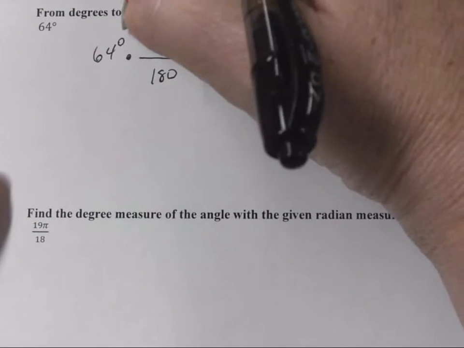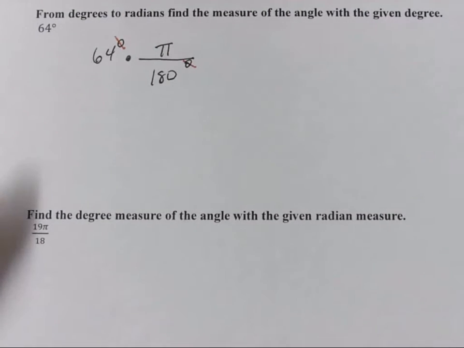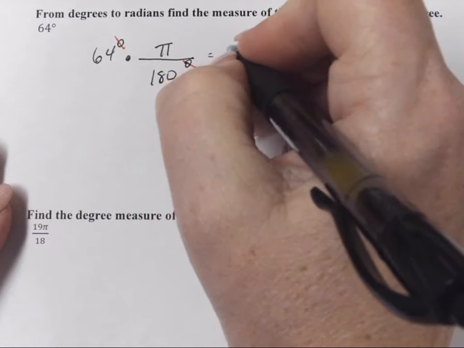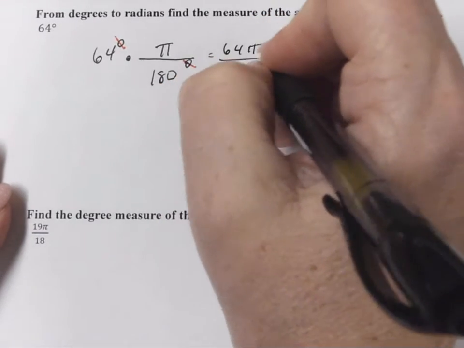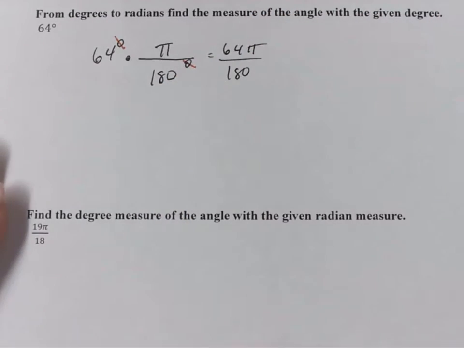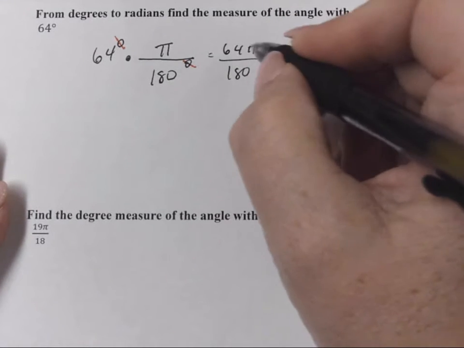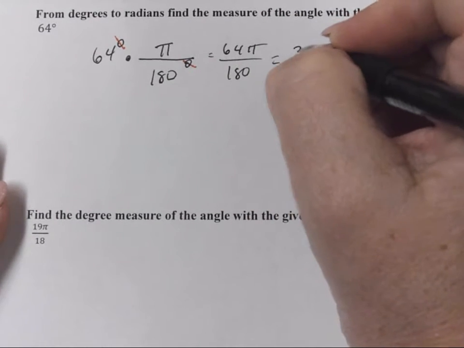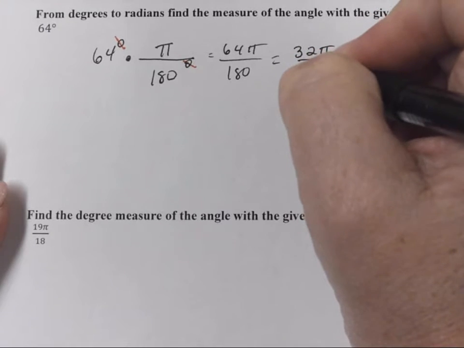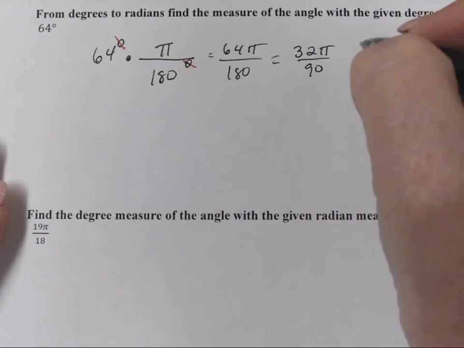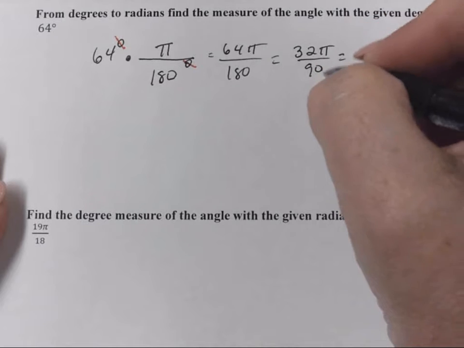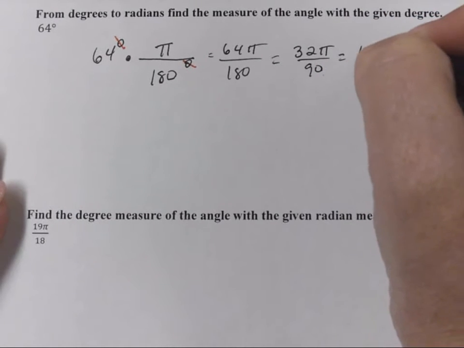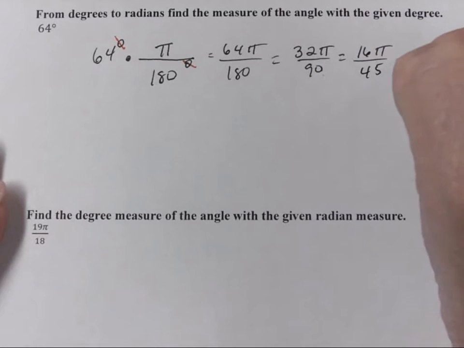So our degree will cancel, and we end up with 64 pi over 180. But we need to reduce it always. They're both even, so we could divide both by 2, and we end up with 32 pi over 90. They're both still even, so dividing them both by 2 again, we get 16 pi over 45, and this will be radians.